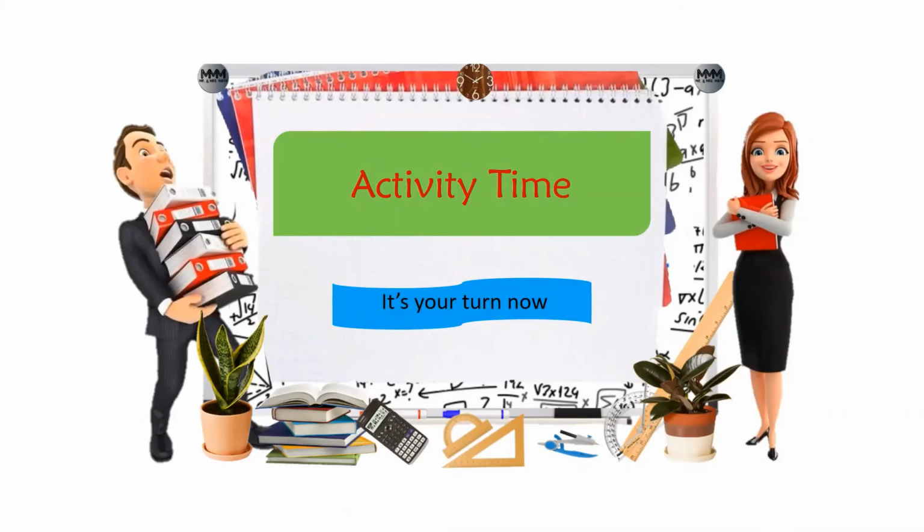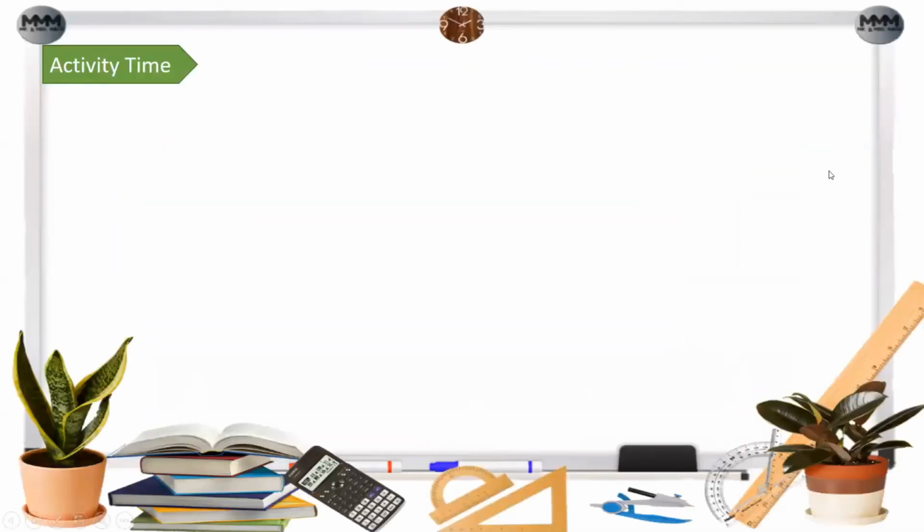It's activity time. So, you can get your ball pen and paper, or you can answer it mentally. So, the first one is 2/3 plus 1/5. So I will give you 5 seconds to answer this problem.